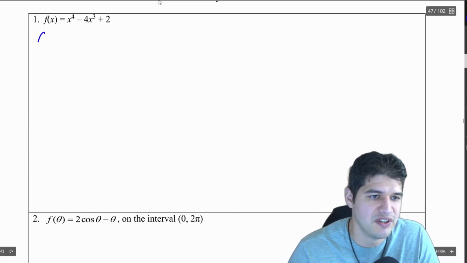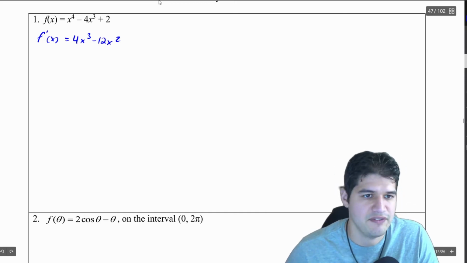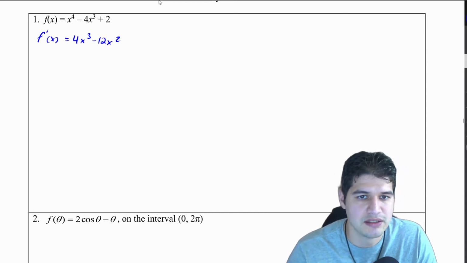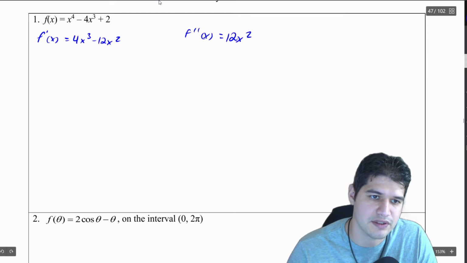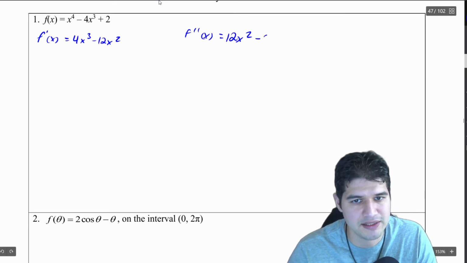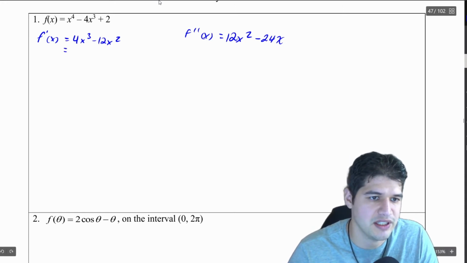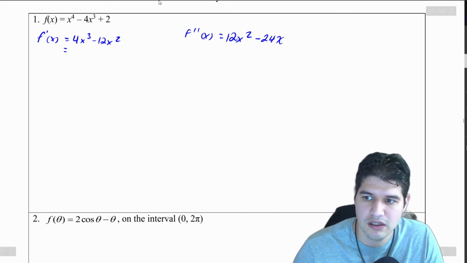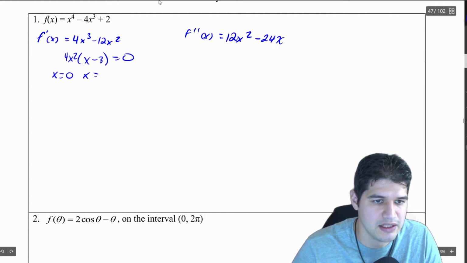We know f of x, so let's find f prime of x. It's going to be 4x cubed minus 12x squared plus 0. What I also want to do is find the second derivative of that, which is going to be 12x squared minus 24x. I'm going to factor the first one. I get 4x squared times x minus 3 equals 0. So we know that x equals 0 and x equals 3.